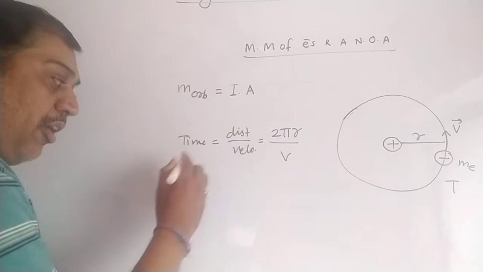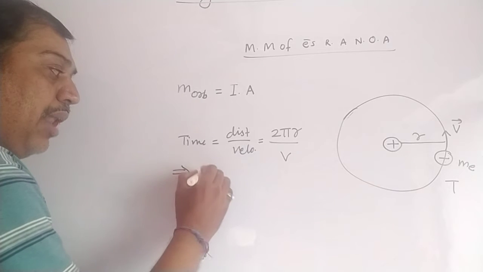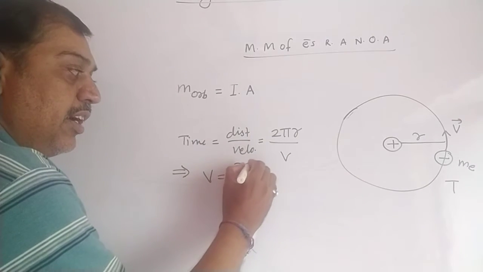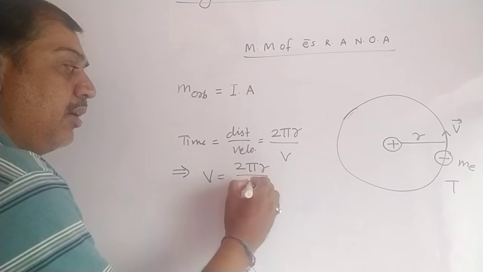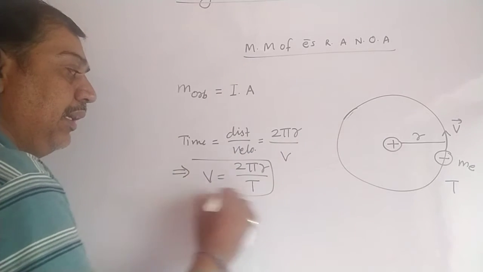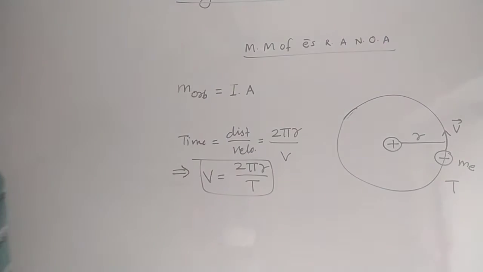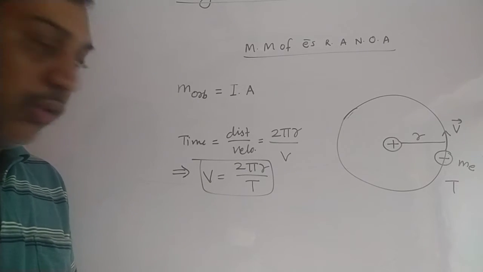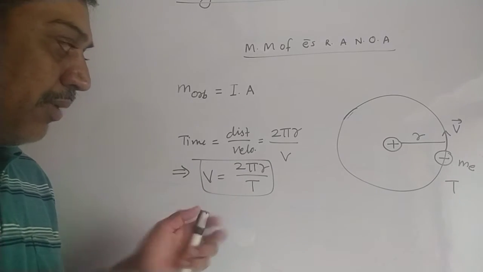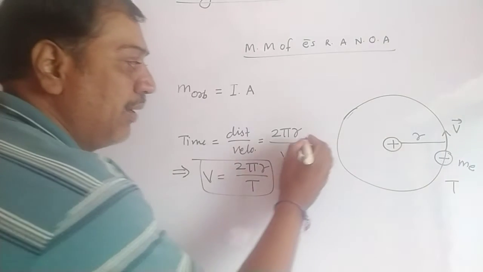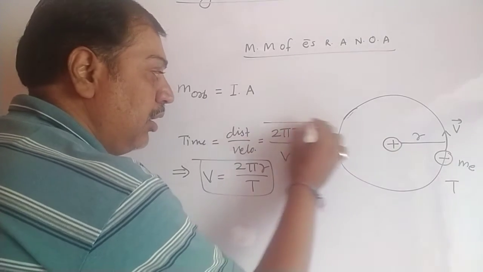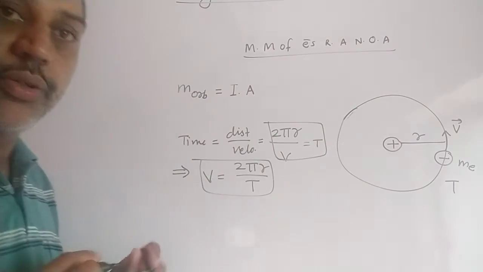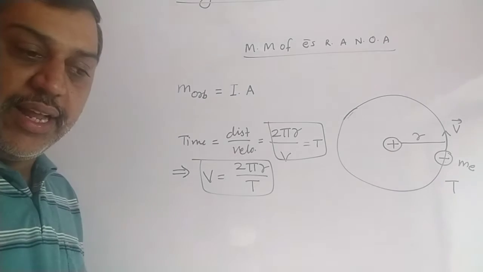From this we can also find the velocity. This equation implies that velocity v is 2 pi r divided by t. This equation gives us the velocity of the particle. The time is given by this equation, which gives the time period, and this equation gives the velocity of an electron.